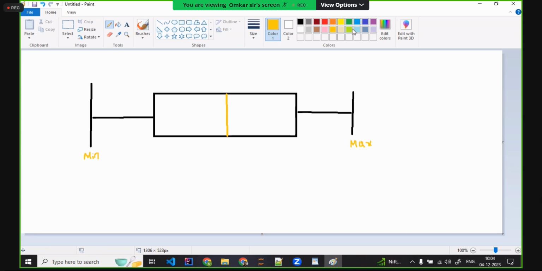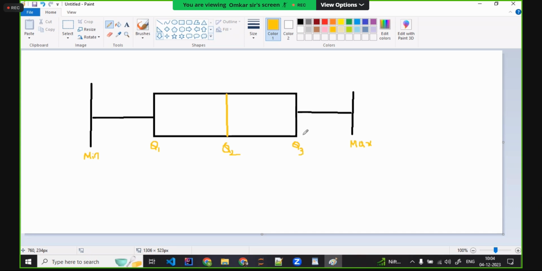And here we have Q1, Q2, Q3 data. This edge is Q1, the middle line is Q2, and here Q3 will be available. Minimum, Q1, Q2, Q3, maximum will be available.